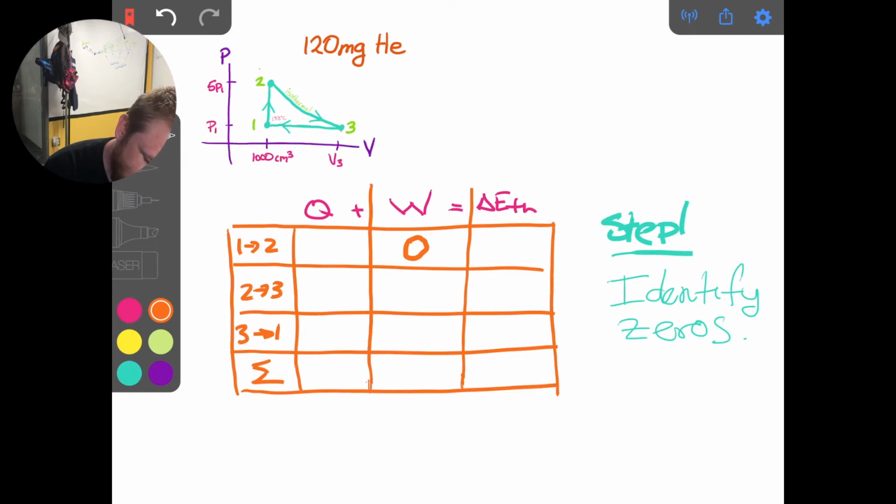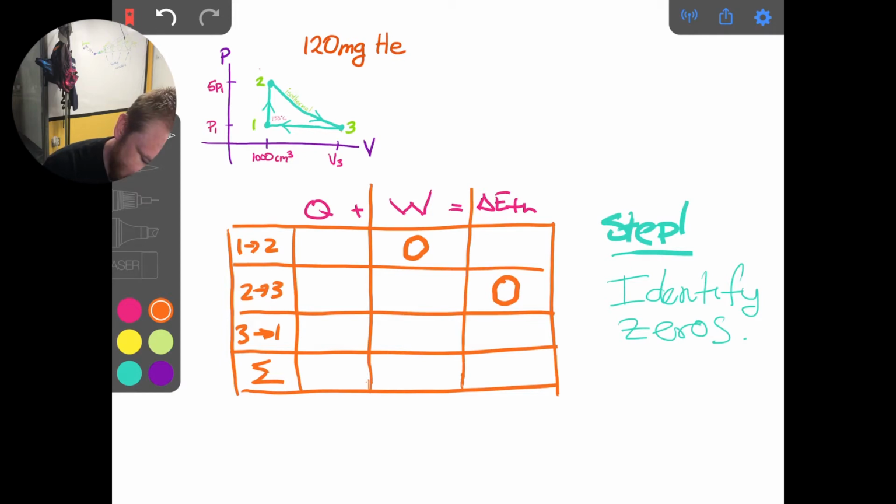And then from 2 to 3, that's an isothermal process. The change in the thermal energy is the temperature in different units for an ideal gas. So if there's no change in temperature, there's no change in thermal energy. So from 2 to 3, we get a 0 for the thermal energy, or the change in the thermal energy.